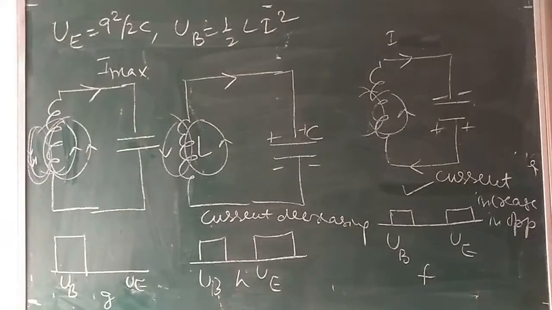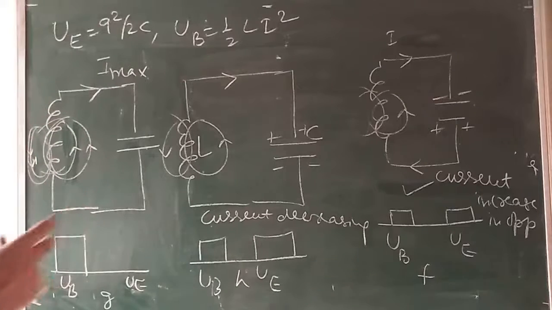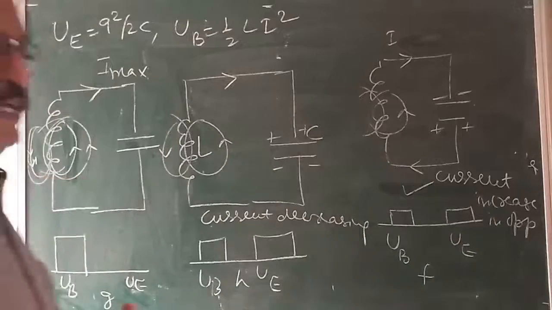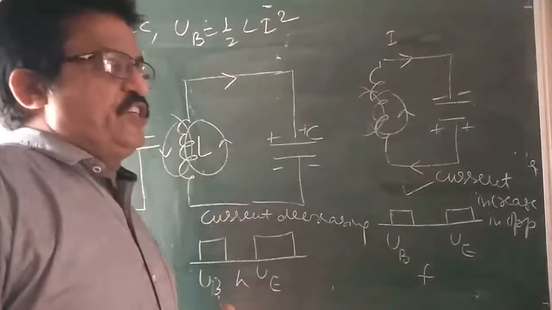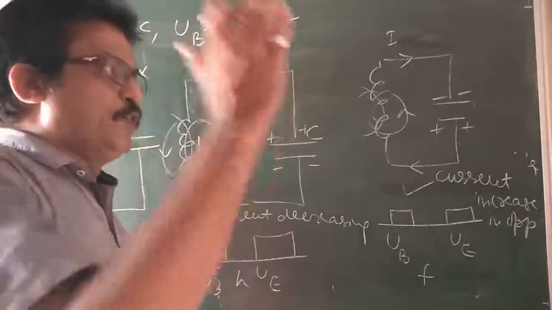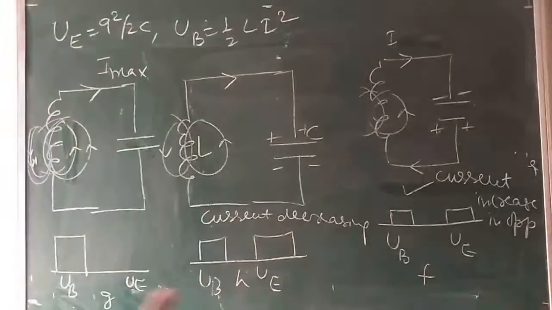So dear children, we saw here the 8 stage operation of LC oscillation, how once the capacitor is charged, the energy is transferred from capacitor to inductor and inductor to capacitor. This is called LC oscillation.